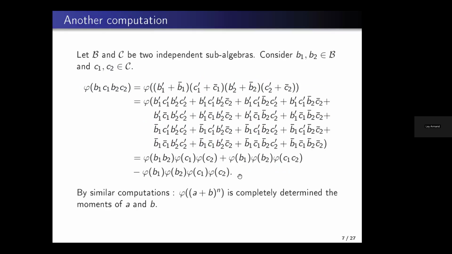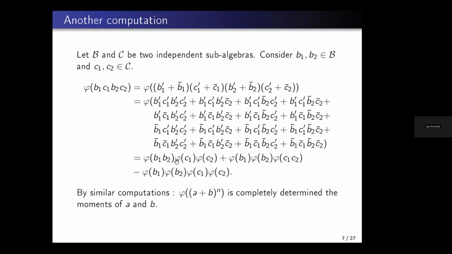You can do the same type of computations for more complex calculus. For example, if b_1 and b_2 are in a subalgebra B, and c_1 and c_2 are both in a subalgebra C, you suppose, of course, that B and C are independent. Then you can compute phi of b_1 c_1 b_2 c_2. You just do the same trick. You rewrite b_1, c_1, b_2, and c_2 by centering and decomposing those elements. Then you expand, and you treat each term separately, and you find the formula at the end.